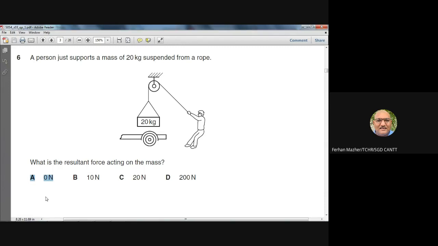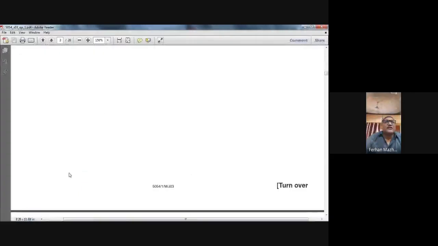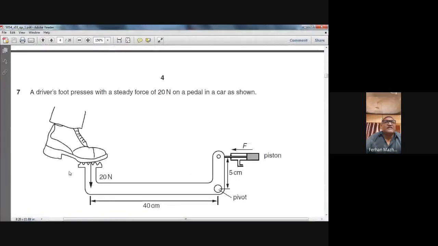So I think A choice, question number 6, A choice. Let's check the marking scheme. Marking scheme says A choice. So our answer is right. Let's move to the next question, and that question is question number 7.